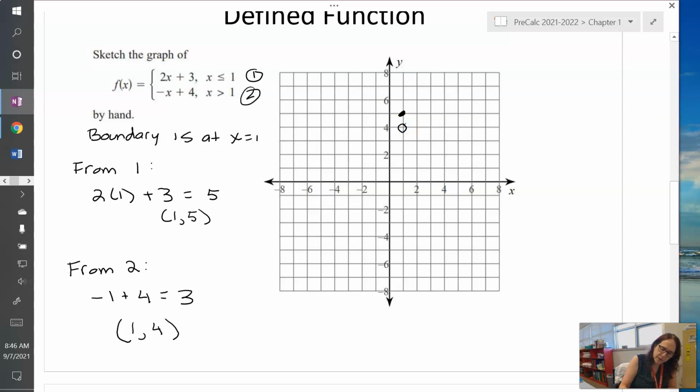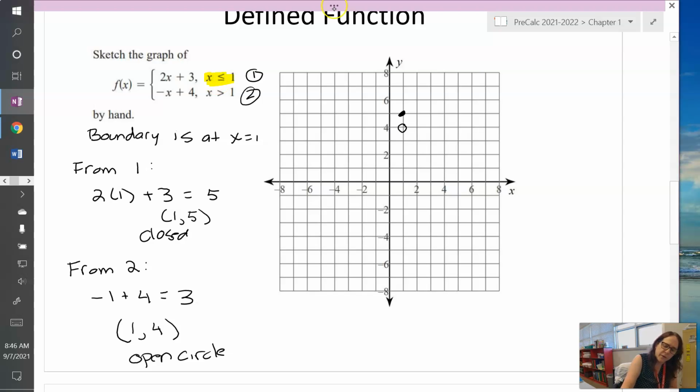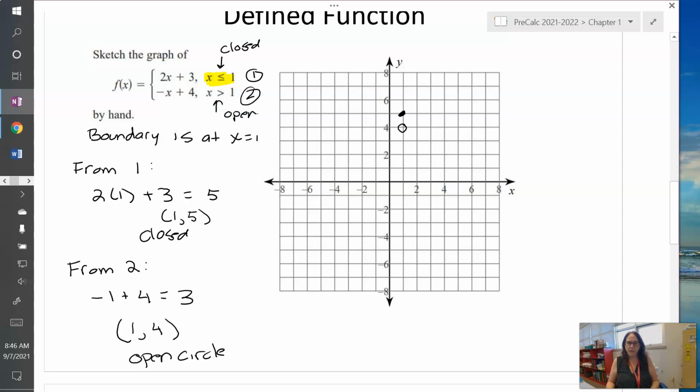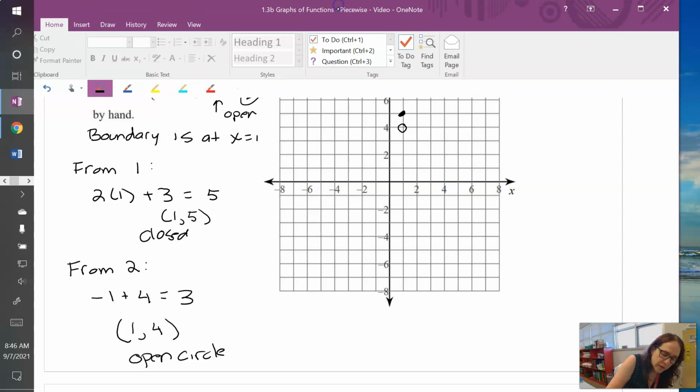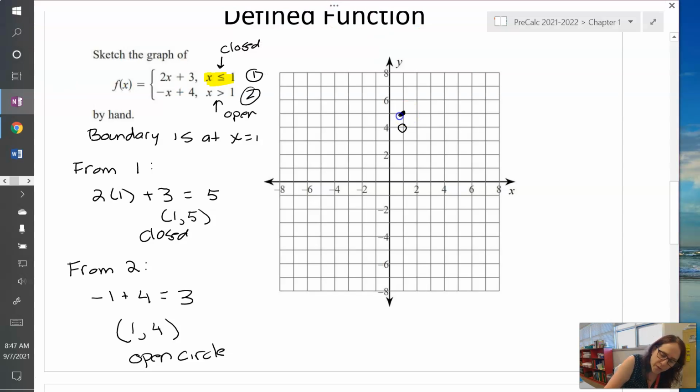And notice this one is going to be an open circle, and this one is closed. The reason for it is right here: you're less than or equal to 1. That tells you to use a closed circle, whereas that one is open. So on my graph, I've got my closed circle and an open circle. So I've got one point on each piece.